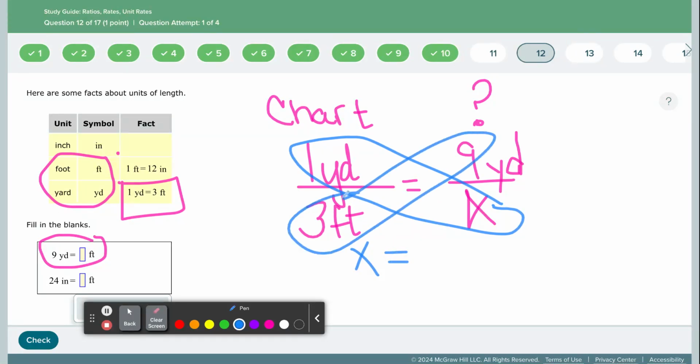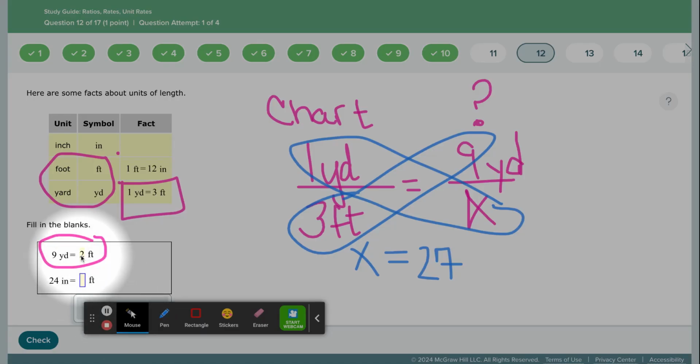And 9 times 3 is 27. Sweet. Okay, so my answer is 27 feet. Cool. So I'm going to just put 27 here. I just like to point this out.